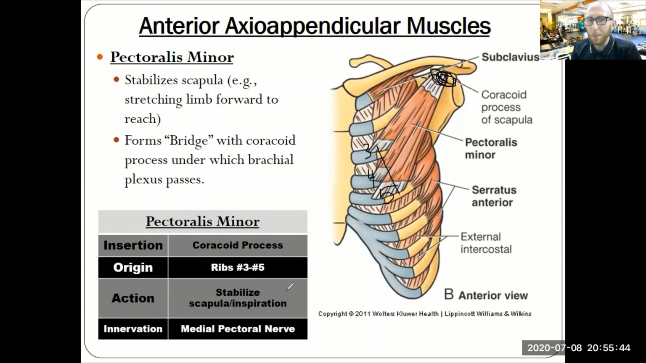This one's going to stabilize the scapula and raise up the rib cage during inspiration. So when you breathe in, take a breath, real deep breath at home, you'll feel that rib cage elevate. And when you do that, know that it's this pectoralis minor elevating, one of the muscles elevating the rib cage.